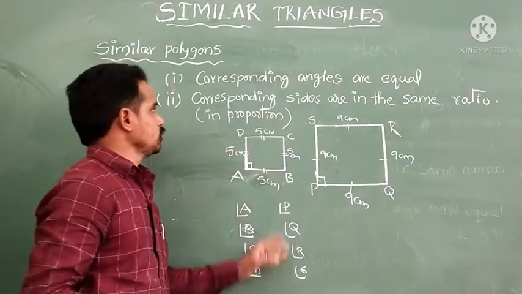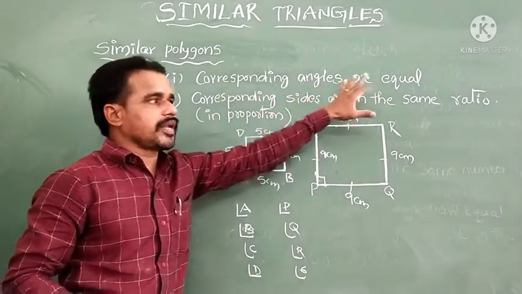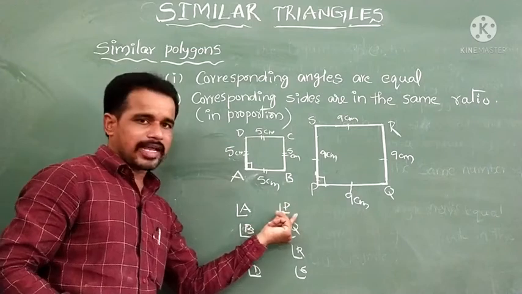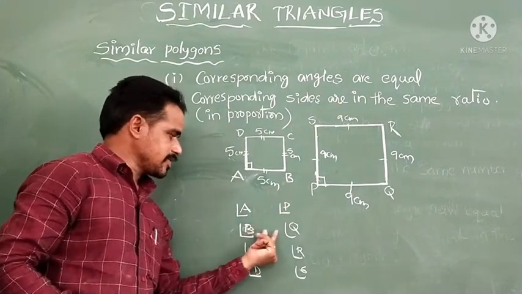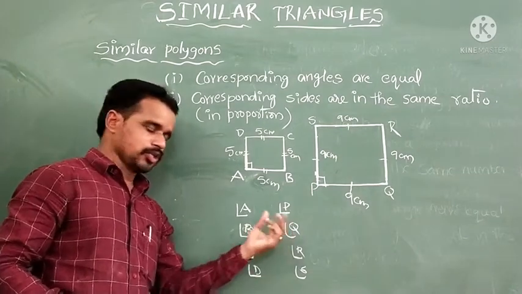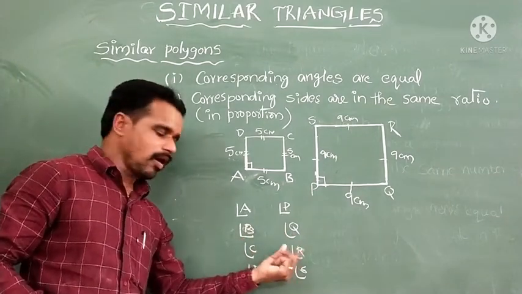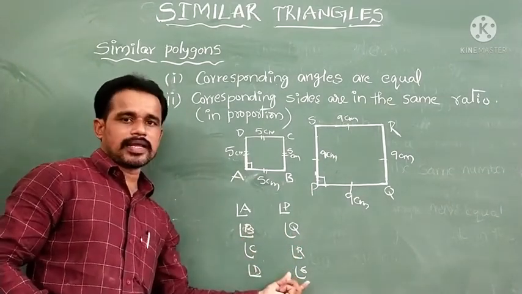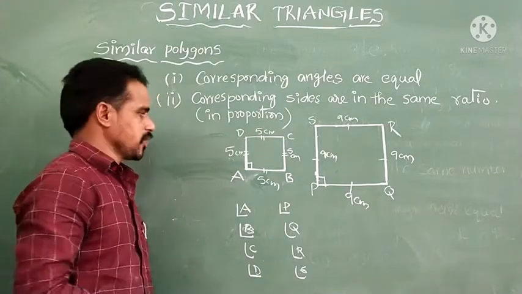Now, what do you have to prove? Corresponding angles are equal. Angle A is equal to angle P, angle B is equal to angle Q, angle C is equal to angle R, angle D is equal to angle S. That we need to show.